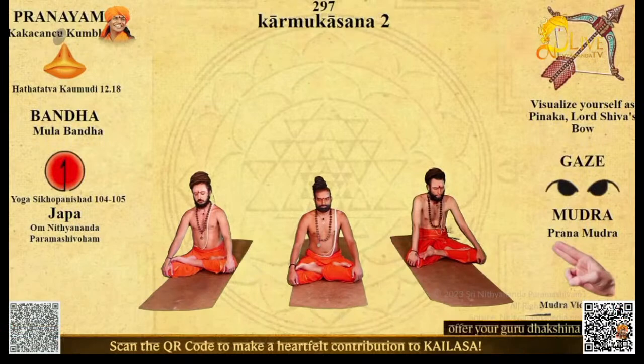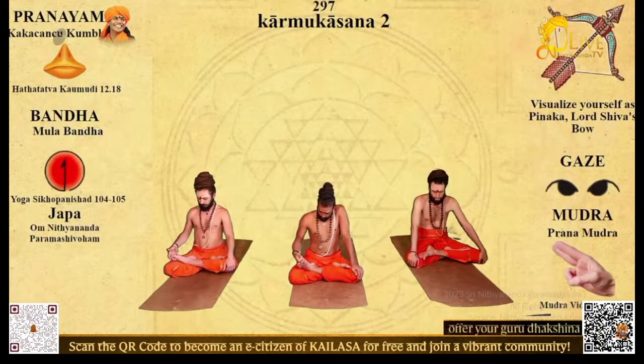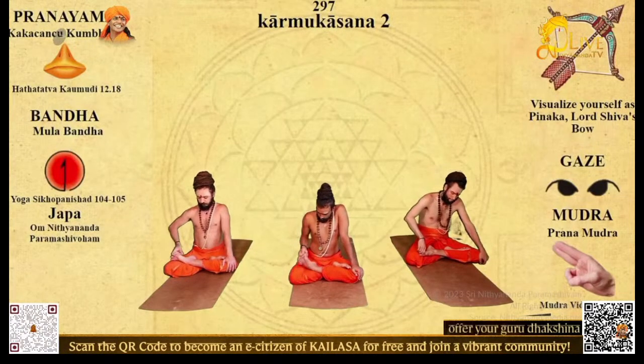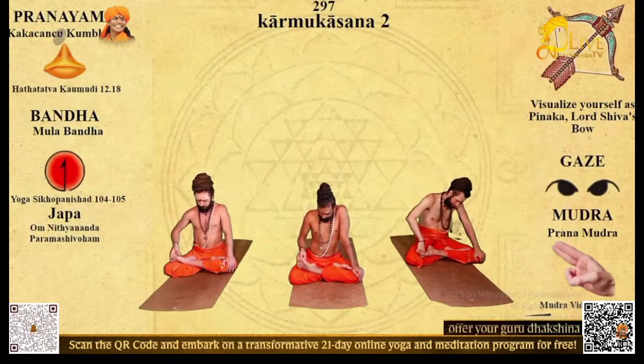Next up is Karmakasana. From Padmasana, keep one hand on the respective knee, hook the other finger around the big toe in Prana Mudra. As you rotate the big toe in a circular motion, visualize yourself as Paramashiva's bow, and then repeat the movement on the other side.